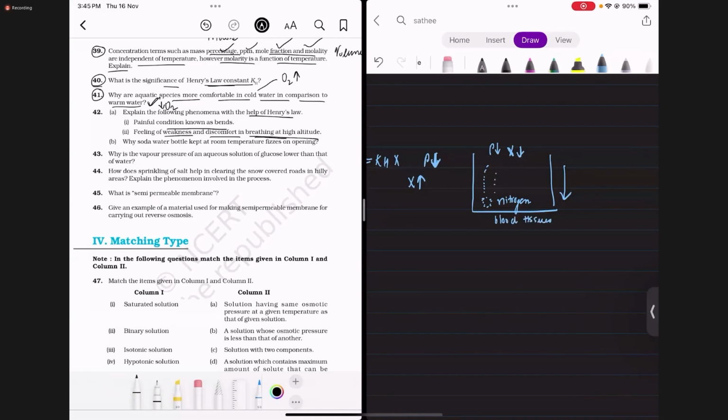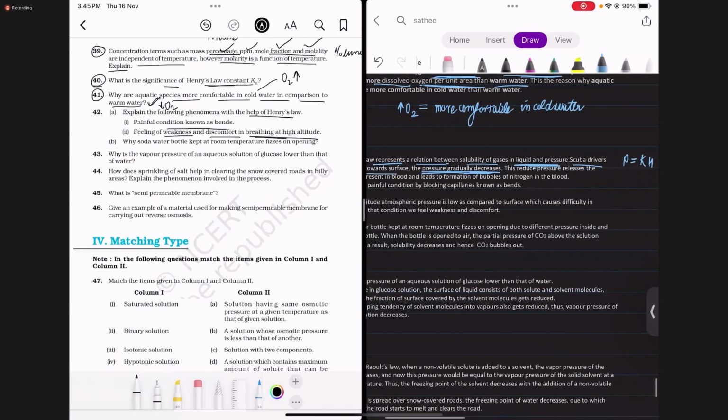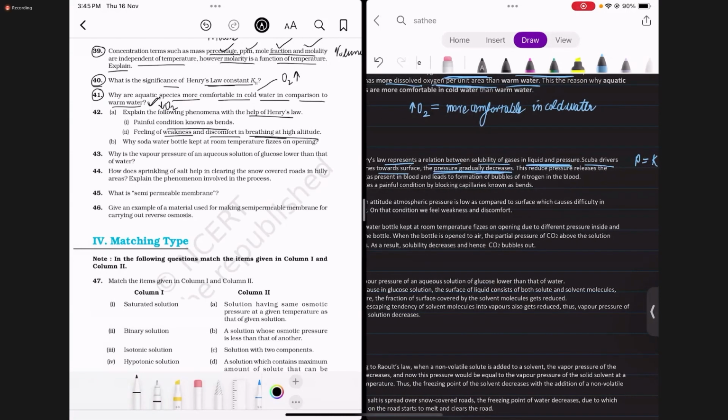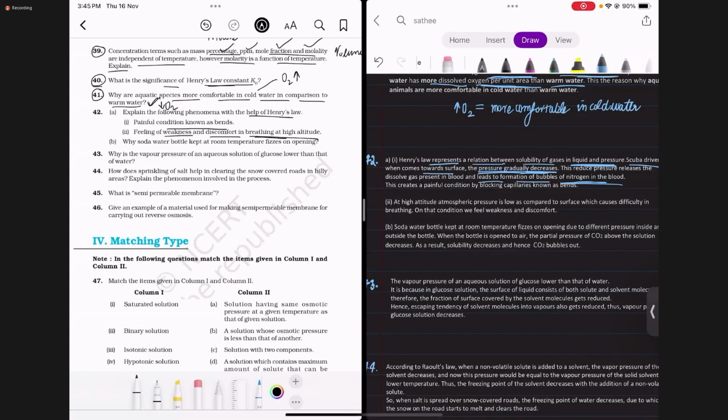बट जैसे जैसे हम ऊपर गए ये बाहर निकलने की कोशिश करेंगे बिकॉज ऑफ डिक्रीज इन सॉल्युबिलिटी, बट दे विल नॉट बी एबल टू एस्केप. एंड व्हेन दे आर एस्केपिंग दे विल रिजल्ट इन फॉर्मेशन ऑफ बबल्स ऑफ नाइट्रोजन इन द ब्लड. एंड बबल्स ऑफ नाइट्रोजन जो है वो निकल भी नहीं पाएंगे जल्दी जल्दी. एंड दैट क्रिएट्स अ पेनफुल कंडीशन बाय ब्लॉकिंग कैपिलरीज व्हिच इज नोन एज बेंड्स.